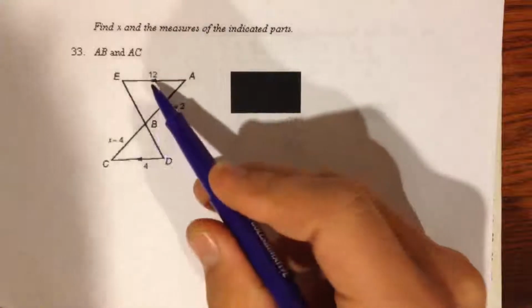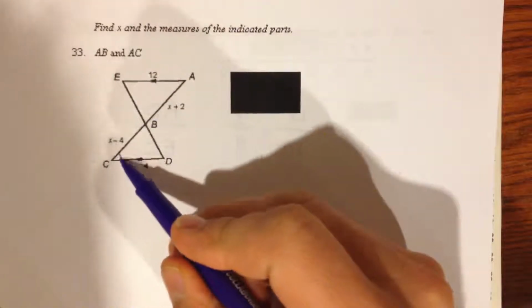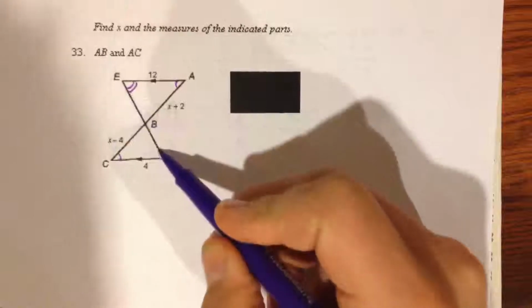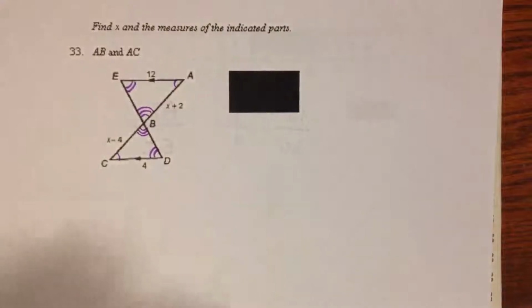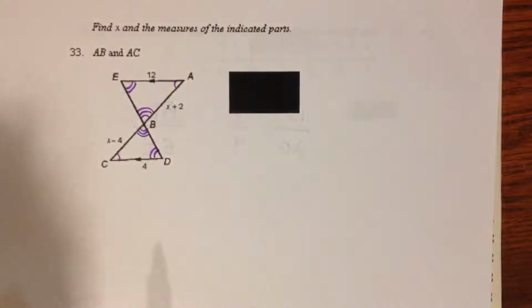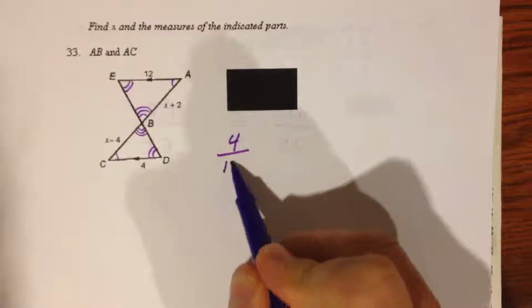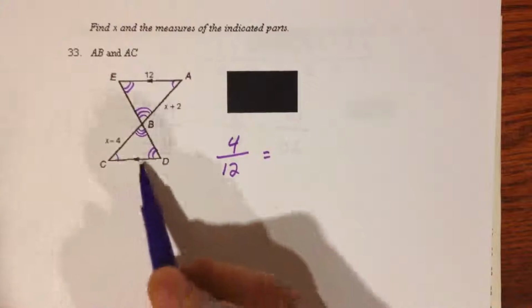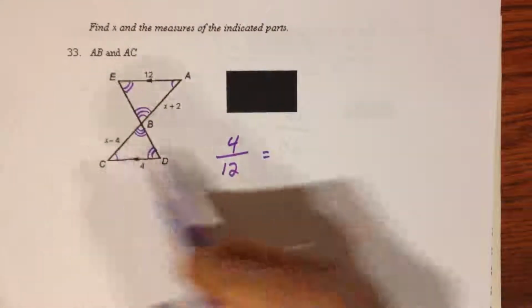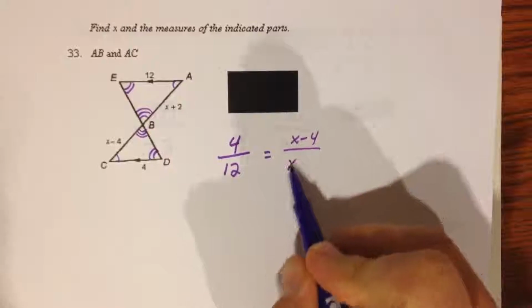Okay, number 33. It doesn't tell us that these two triangles are similar, but with a little work, these two arrows mean that they're parallel. So I know that these angles are equal, and then these are vertical angles. So I definitely have similar triangles here, and similar triangles are proportional. I just wrote that down in the last problem. So I know I should be able to put a proportion together that 4 corresponds with 12. 4 to 12 should equal, remember I started small to big, x minus 4 to x plus 2.